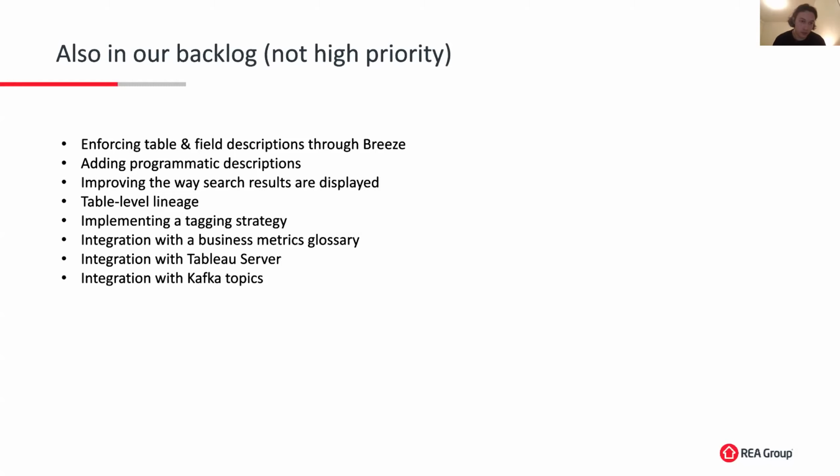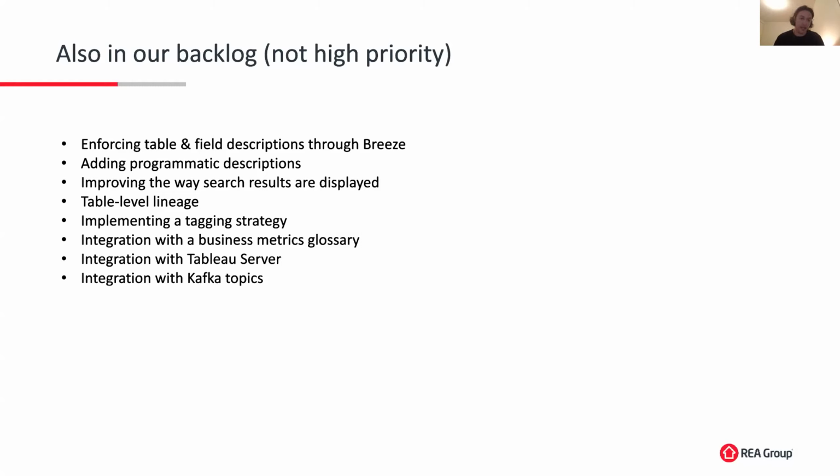Some search results improvements, table level lineage. We also have to think about what we want to get from tags and how that works at REA, and a bit of a strategy. There's a bit of contention about where this metric glossary sits at REA. Is it in the tools? Is it around the tool? But at the end of the day, they'll have to work together. So how does that work?